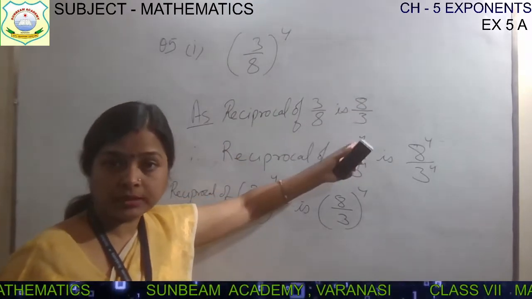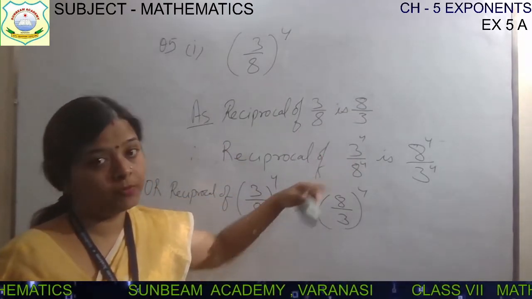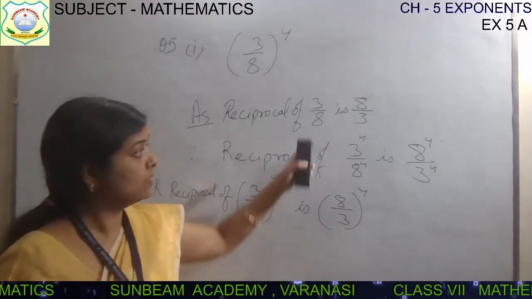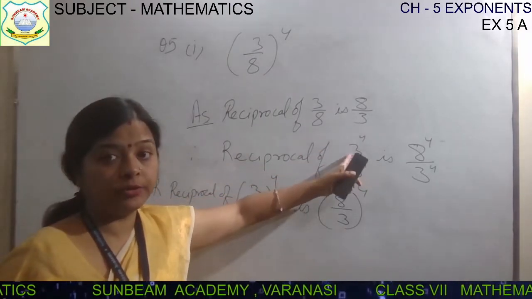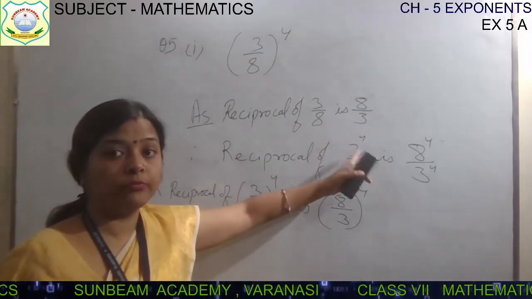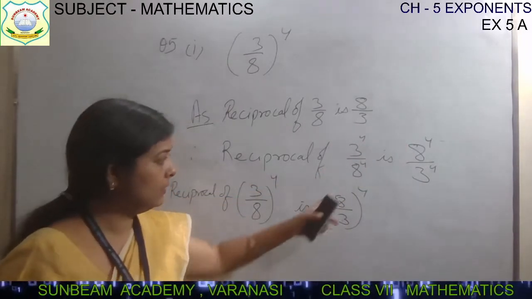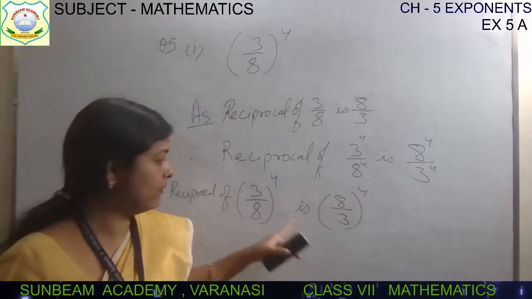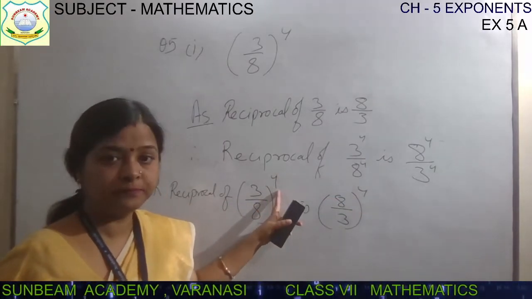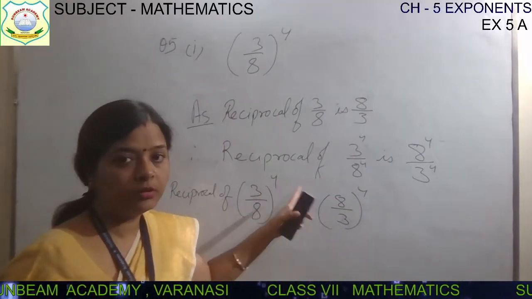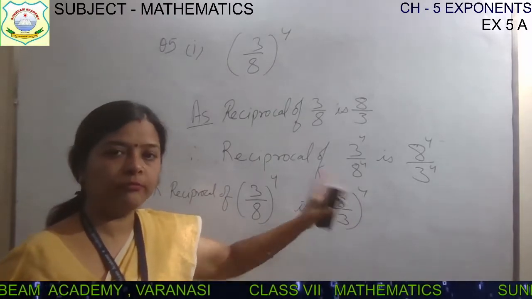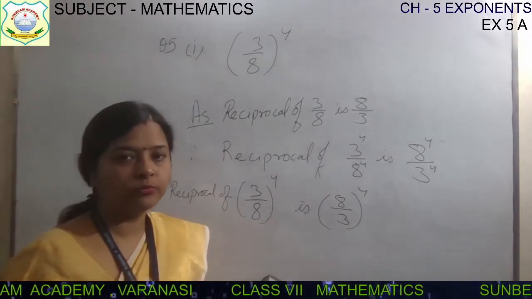8 by 3. So if there is a power with it, the power will also go along with it. The power will go along with it. 3 to the power 4 will go in the denominator, 8 to the power 4 will go in the numerator, and both were having the same power, so we have kept it outside. The reciprocal of 3 by 8 to the power 4 is 8 by 3 to the power 4. Only what you have to do is just reverse it.